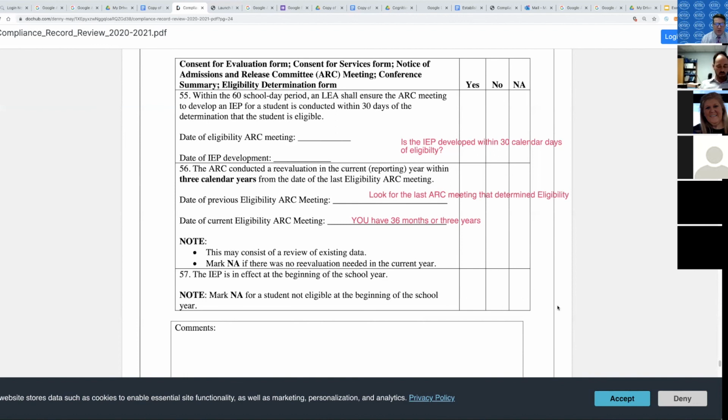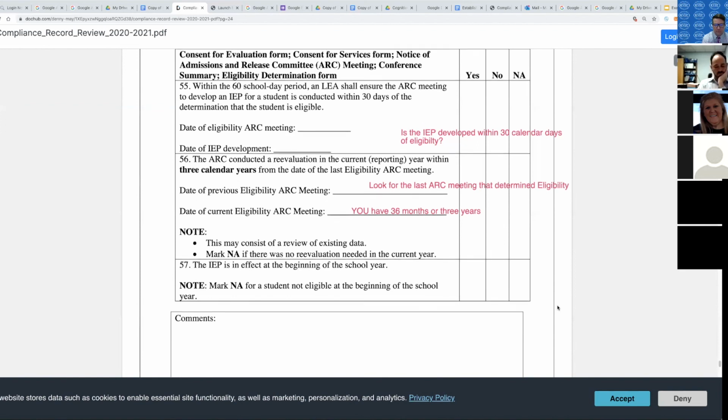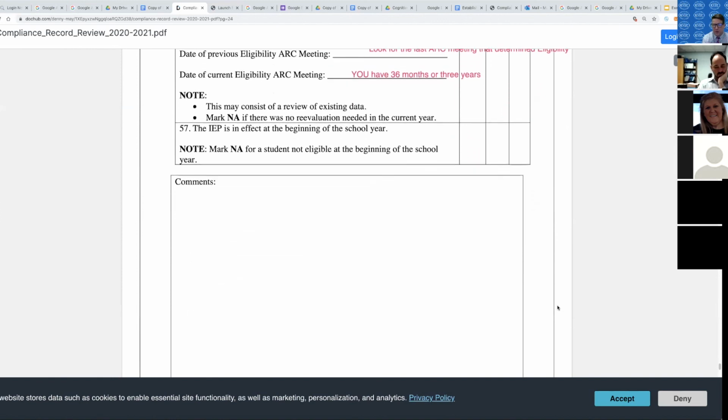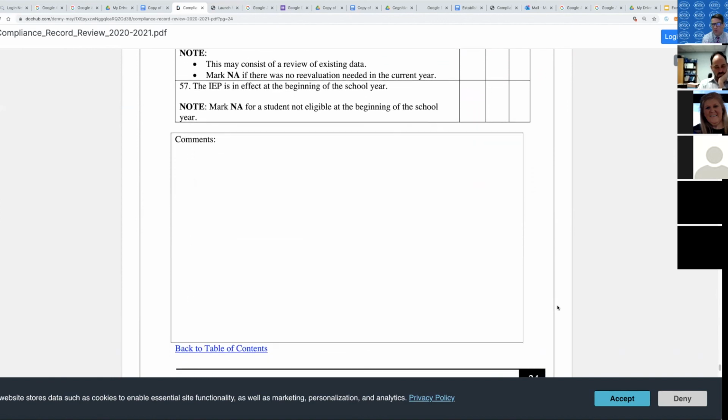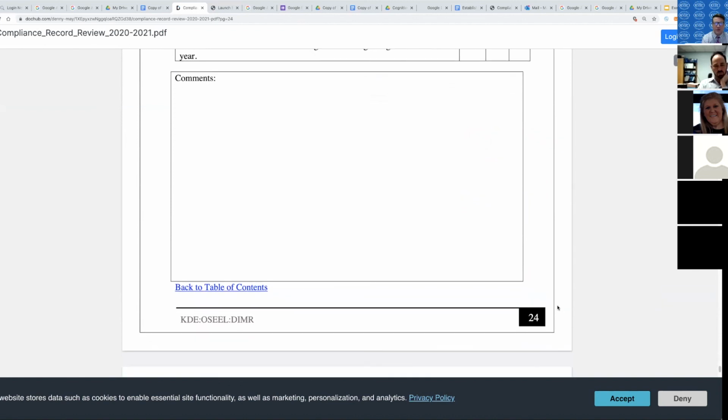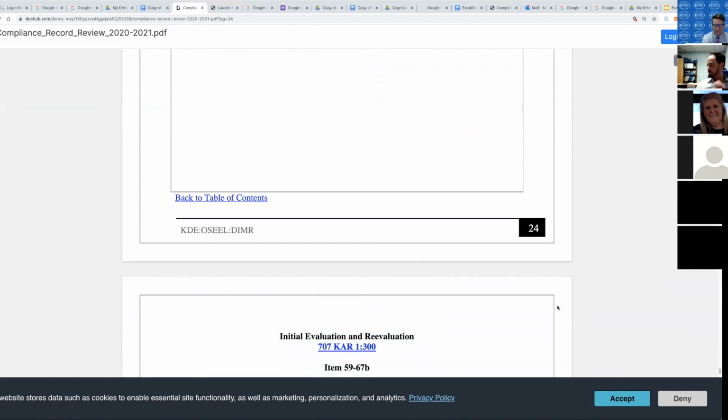And then there's a question, is the IEP in effect at the beginning of the school year? Mark NA for a student not eligible at the beginning of the school year. So if it's an initial one that you're reviewing, you would mark NA. If they found that kid eligible in December and started that, it wasn't in effect. But if it was in effect at the beginning of the school year, you'd mark it as such.